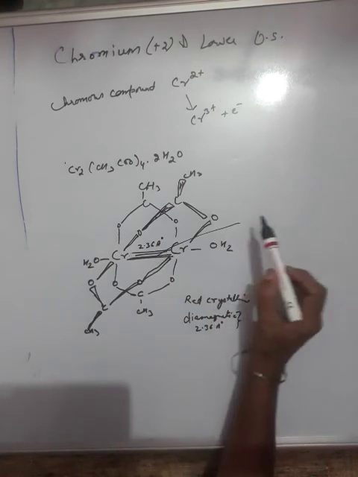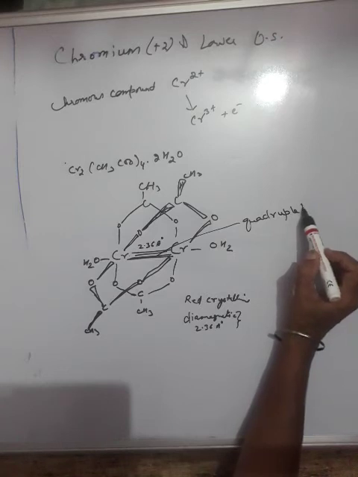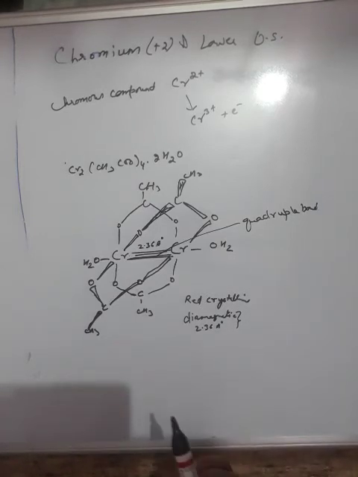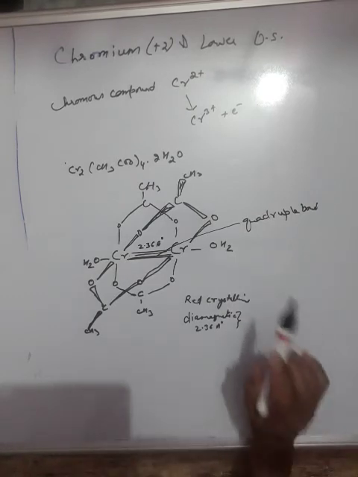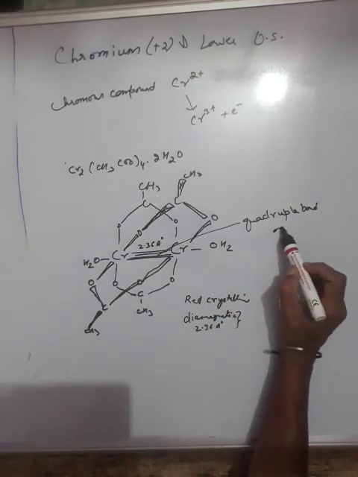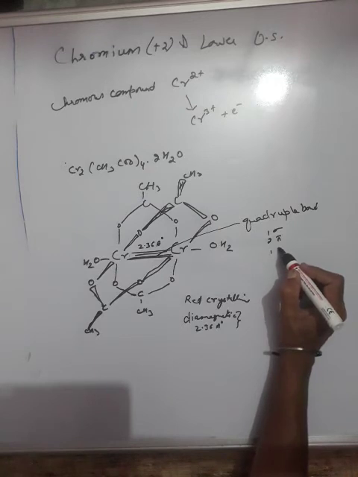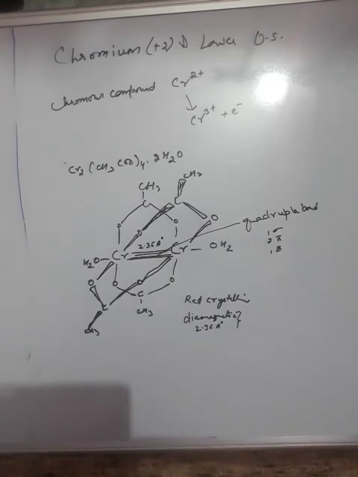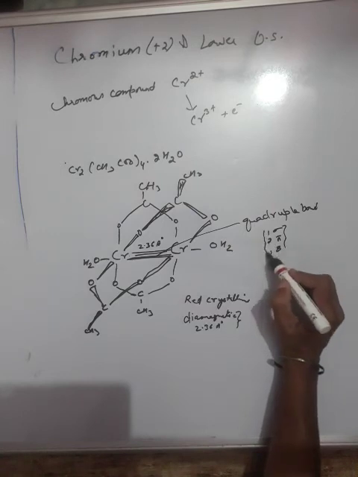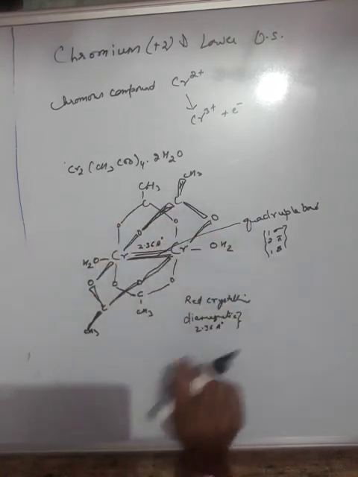It's called the quadruple bond. Quadruple means 4 bonds. And for this quadruple bond, one will be a sigma bond, 2 will be pi bonds, and 1 will be a delta bond. So these are the 4 bonds, and the structure is like this.